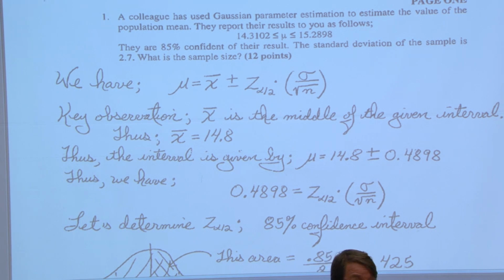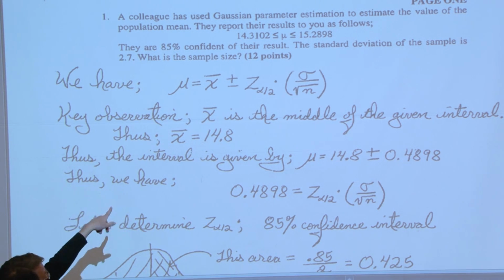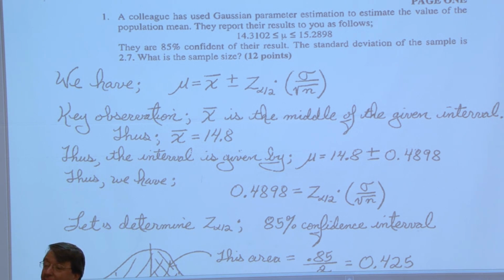We can measure the entire population. No one does that. Too long. Okay? So what we do is we measure a sample. And the question becomes, can I estimate the mean of the population from measuring the mean of the sample? And the answer is yes. Okay? That's what Gaussian estimation is. So a colleague of yours has estimated the mean for a population, the mean lifetime, the mean transmit power, the mean whatever it might happen to be, as falling between 14.3 and change up to 15.2898.